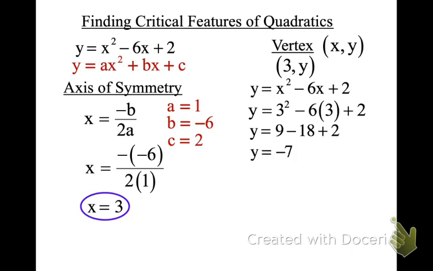So now we have everything we need to write our vertex. The x is 3, and the -7 is the y. That is our vertex. Okay? So basically, I substituted my axis of symmetry into the quadratic equation to solve for the y, so we could find the y. I would label this as your vertex.